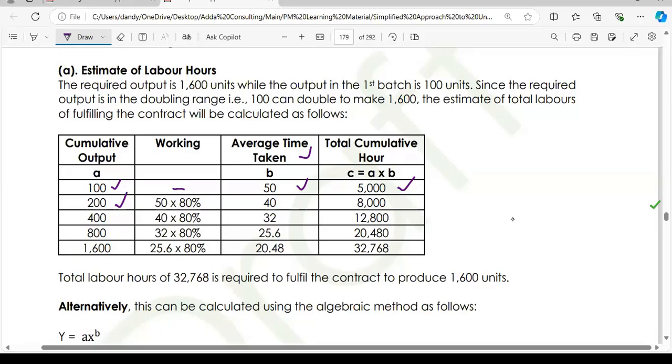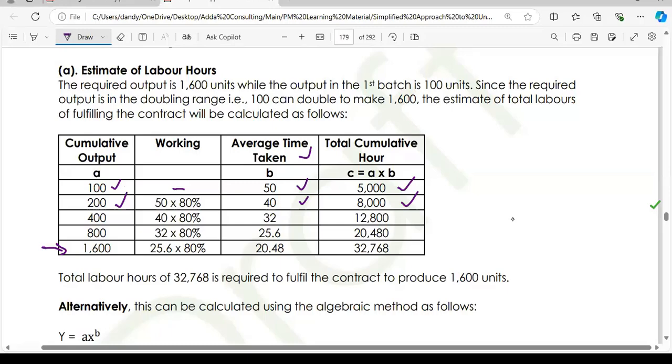Now we have doubled the 100 to 200. So it is expected that the 50 hours will fall by 20%, which means we are supposed to apply 80%. So 80% of 50 will give us 40. 40 multiplied by 200 will give us 8,000. That's the total cumulative hours that will be spent. If you don't do it step by step like this, our focus is on the 1,600. There's no way you are going to get to that 1,600 if you don't follow it step by step like that. So we have not reached the destination. The destination is to produce 1,600.